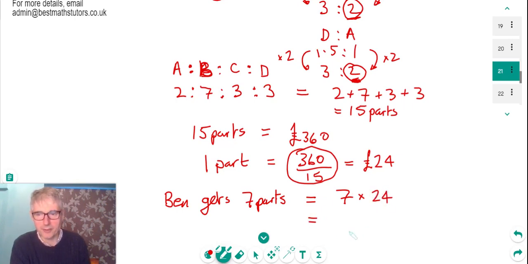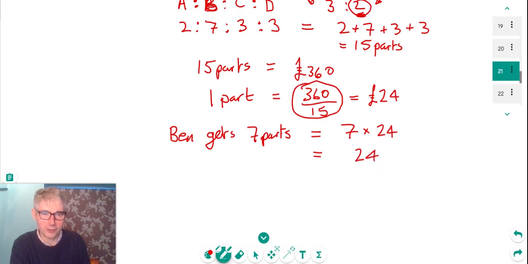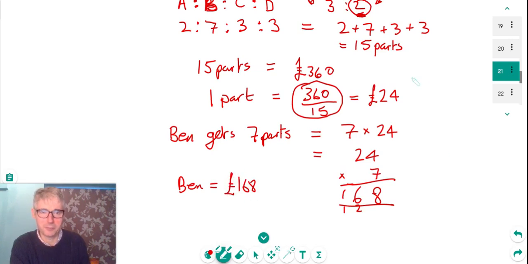And again, because we're on the calculator paper, we could just do this using a calculator. I'm just going to do this using long multiplication as column multiplication. So if you want to skip this a little bit, you can. But 7 fours is 28, and so carry the 2, and then 7 twos is 14, plus the 2 is 16, so carry the 1, and we can see that Ben gets £168 of our shared amount of money.